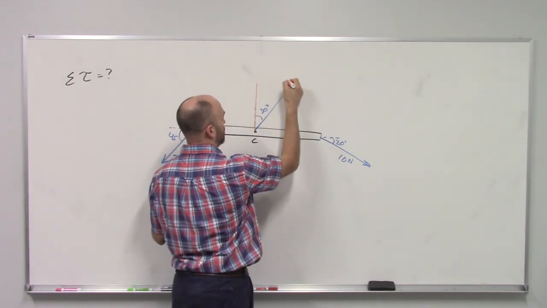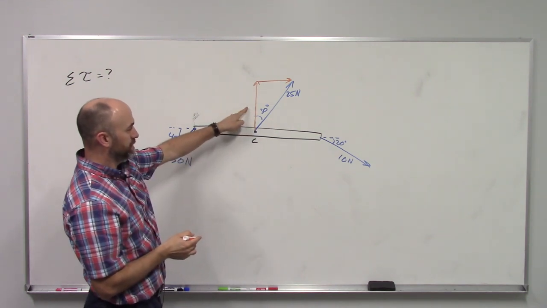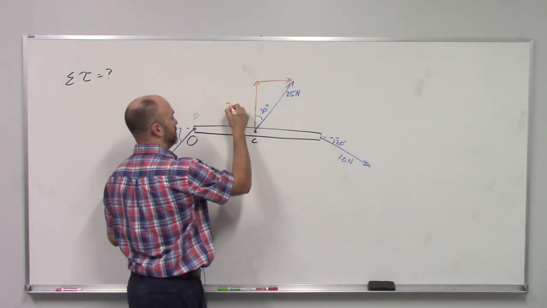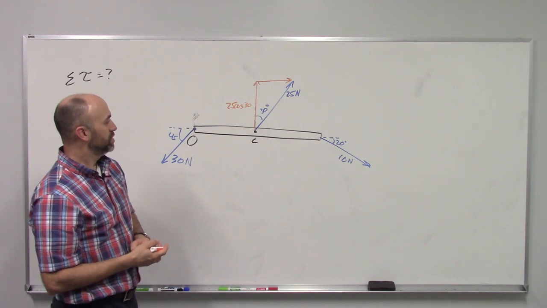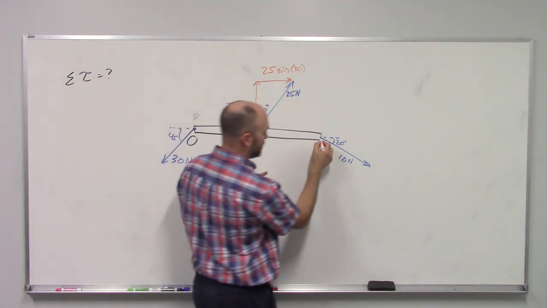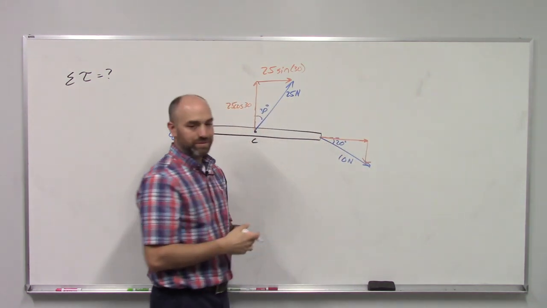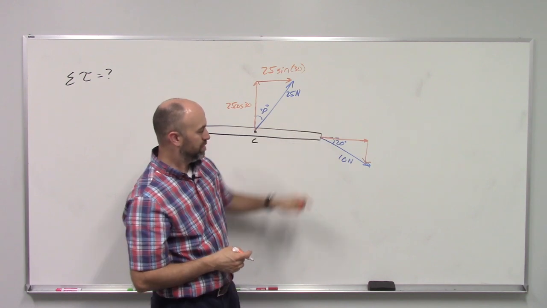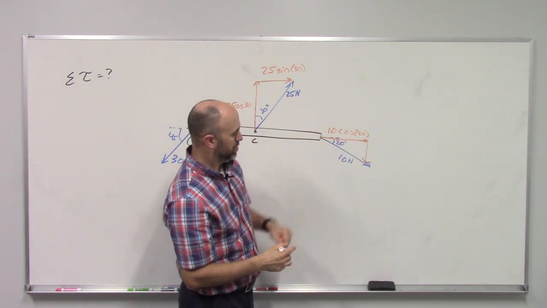So what's this side going to be? How are we going to find it? 25 cosine 30? Yep. And what's this side going to be? 25 sine 30. Good. And now we'll do the same thing with this one over here. We'll break this one up. So what's this side going to be, right up here? 10 cosine 20. And what's this one going to be? 10 sine 20.